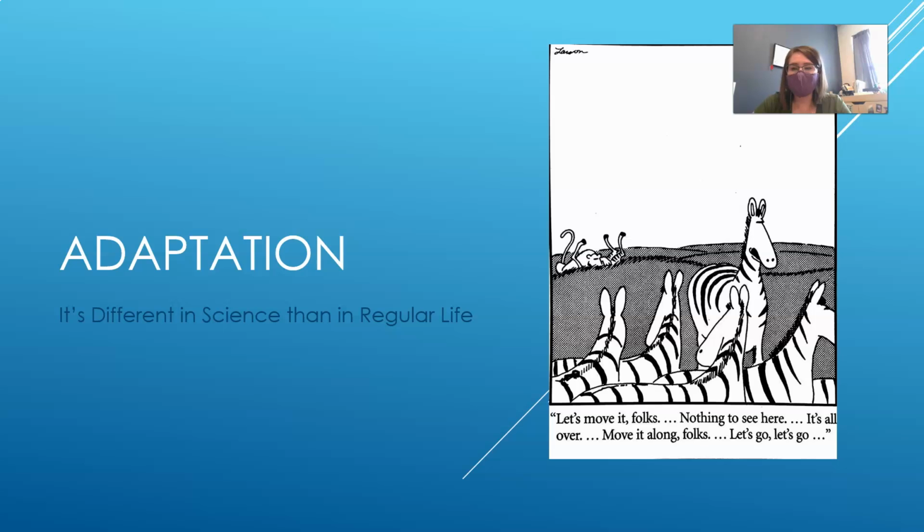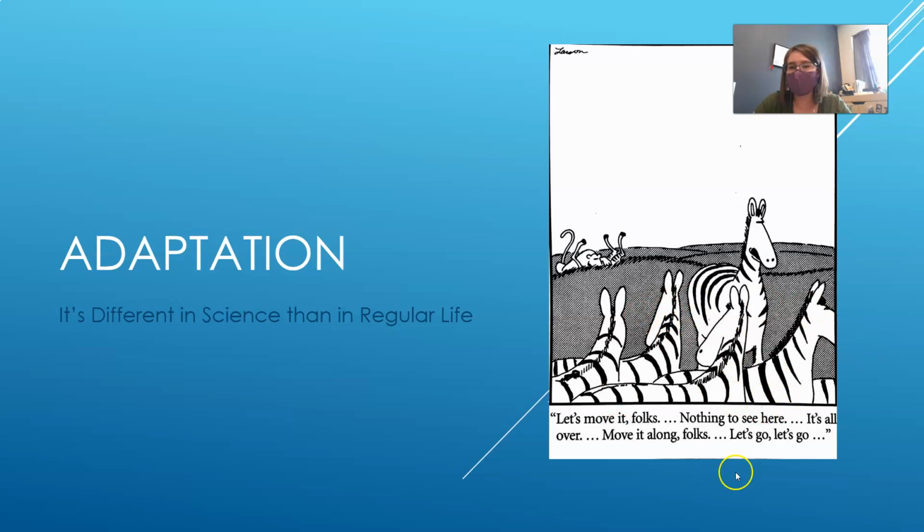So an adaptation is a word that I have to go over a lot in science classes because we use the word adapt in regular life all the time, and it means kind of the same thing, but the importance of the differences is vast. And so we really need to check those out.